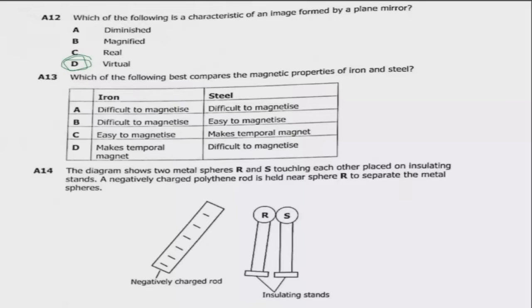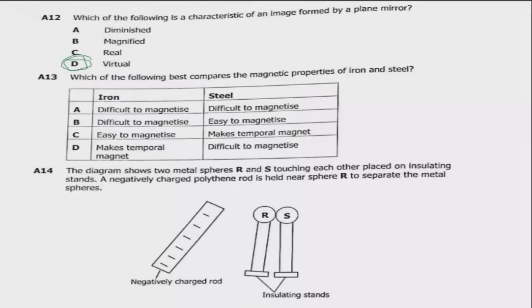Difficult to magnetize for iron, that is making the answer A not to be correct. Okay, so it's easier to magnetize using the iron than it is with the steel. B, difficult to magnetize, like I said earlier on, this is making B also not to be correct. C, easy to magnetize, yes, but steel makes temporal magnet. No, that is not correct.